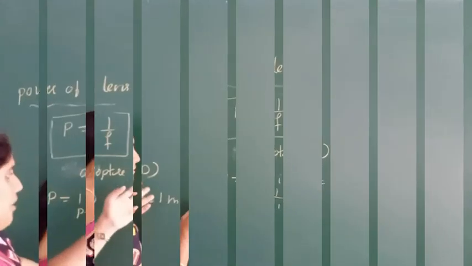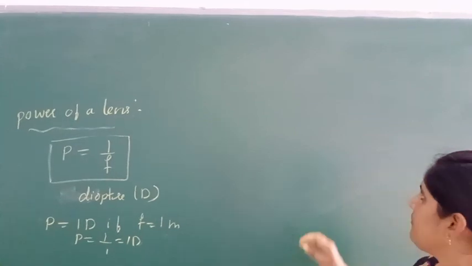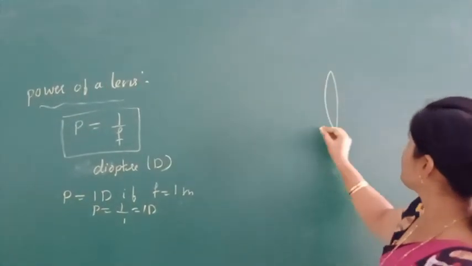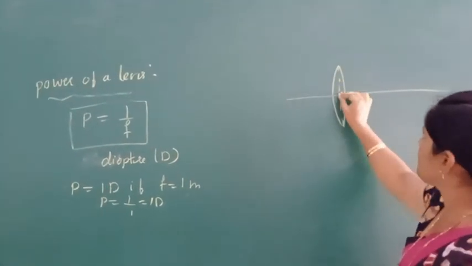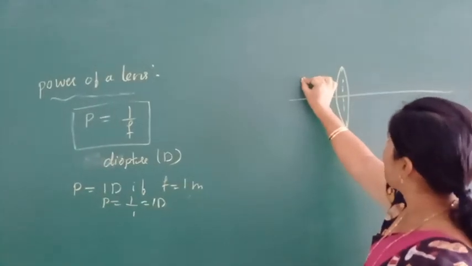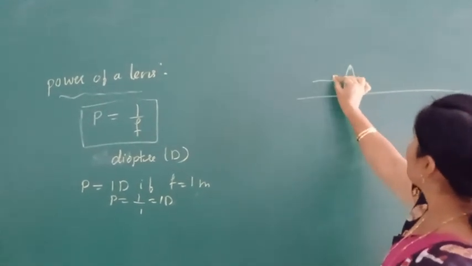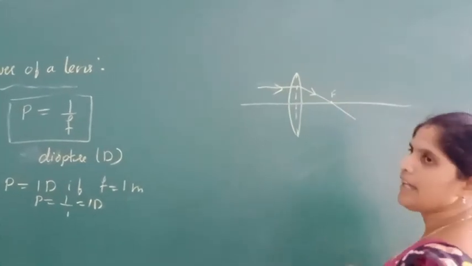Okay. Next, now we derive the relation between the power of a lens and focal length. For that, let's draw a convex lens. This is the convex lens and this one is the principal axis. This is the optical center. Let a parallel ray of light be incident on this convex lens. It gets refracted, and after refraction it is focused at a point F. So this is the refracted ray.